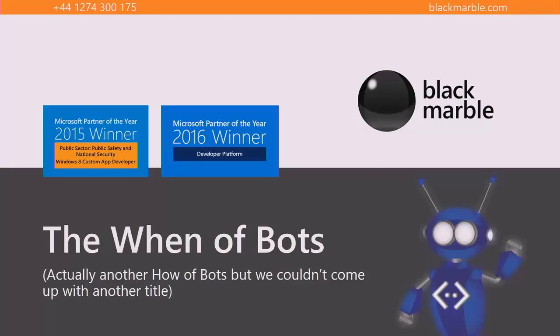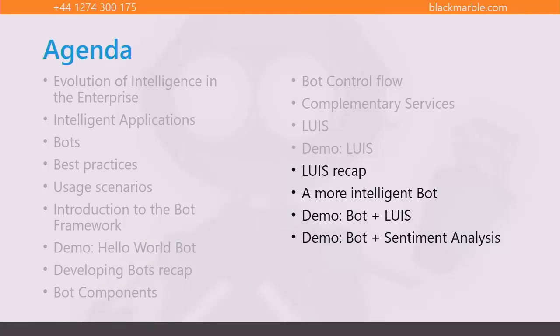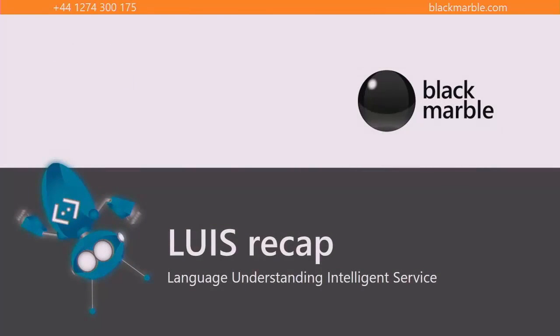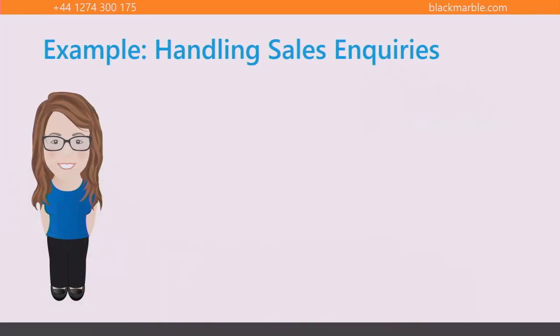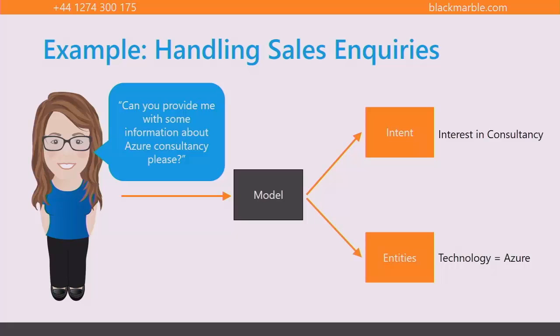Have we got a recap of the scenario? The agenda is exactly as we said: a LUIS recap, a more intelligent bot, and then a demo of the two together. LUIS gives us the ability to take the text that's coming in, which we call utterances, and break it through our model into intent and entity.